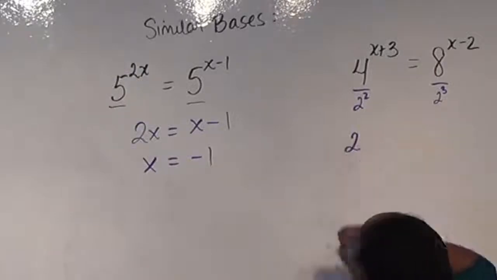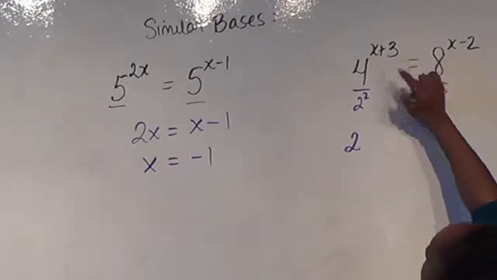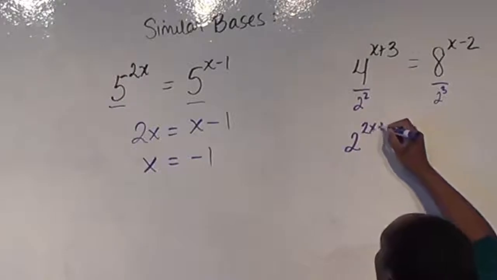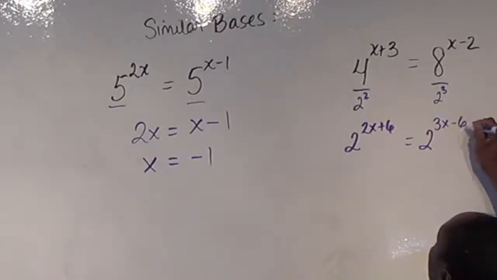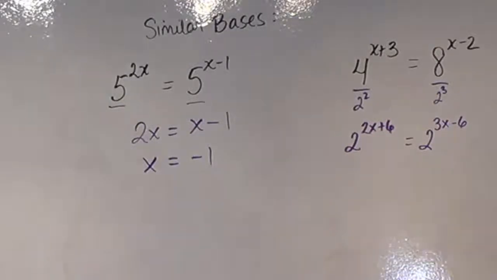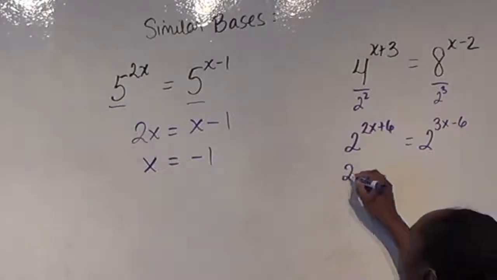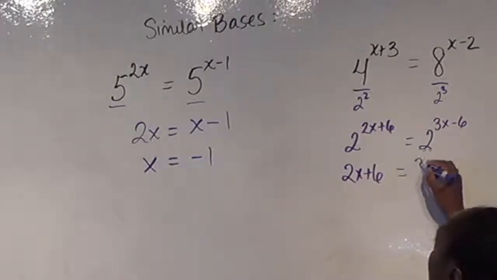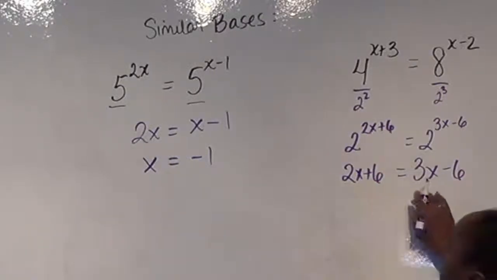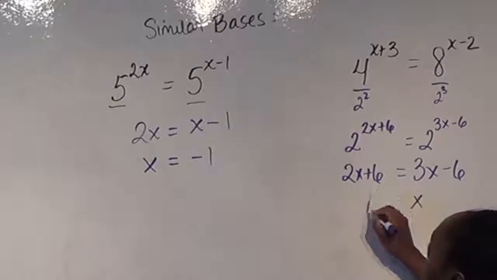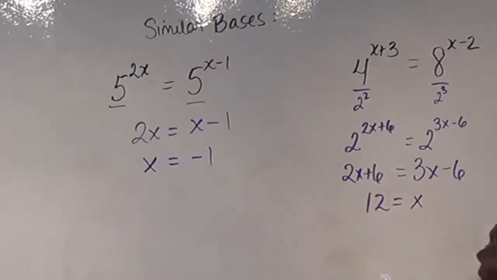So I can rewrite my expression. Remember, power to a power, so this is going to be 2 to the 2x plus 6 equals 2 to the 3x minus 6. Okay, so I start by getting them back to what we had over here, where the bases are exactly the same. And now I can equate my exponents. So 2x plus 6 has to equal 3x minus 6, and now I can just solve. So I'll subtract 2x and add the 6, and so x has to equal 12.